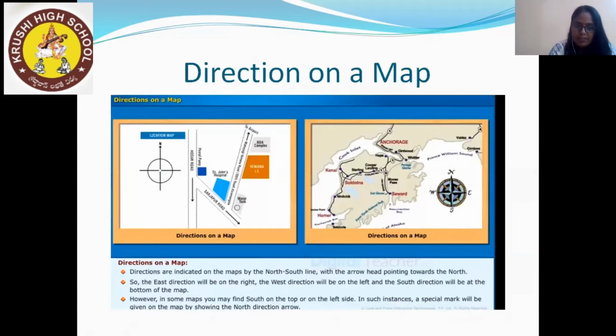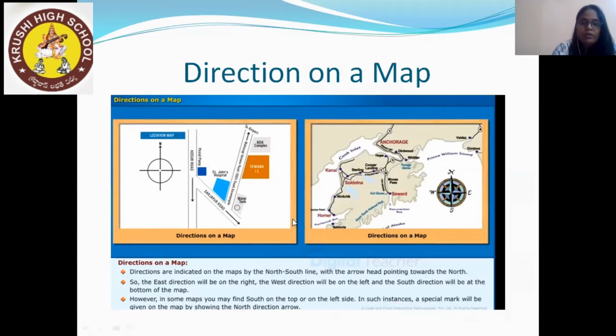Directions are indicated on the maps by north-south lines with the arrowhead pointing towards the north. The east direction will be on the right and the west direction will be on the left, and the south direction will be at the bottom of the map. However, in some maps you may find south on the top or on the left side. In such instances, a special mark will be given on the map by showing the north direction arrow.